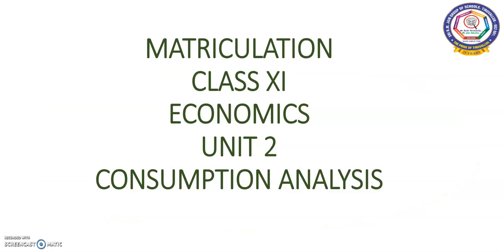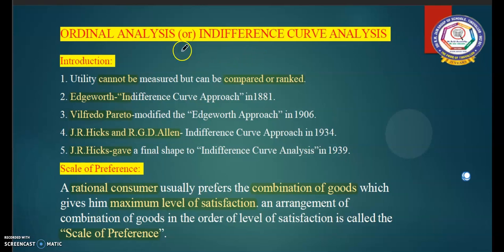In our lesson consumption analysis, yesterday we discussed about demand. Today we are going to discuss about ordinal analysis. Ordinal analysis is otherwise called ordinal utility approach, Hicks and Allen approach, or indifference curve analysis. So utility cannot be measured, but it can be compared or ranked. We can give rank first, second, third like that.